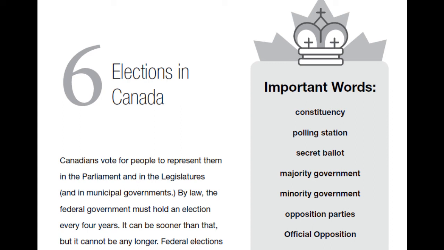This week in our citizenship class, we're looking at Chapter 6 of Know Canada, and we'll take a look at the important words first. A constituency is a geographical area that's drawn on a map, and all the people that live in that area are also called the constituency because it's the people in that area that will vote for a member of Parliament to go and be part of the House of Commons, to go back to Ottawa and discuss bills and vote on them so that they can become laws.